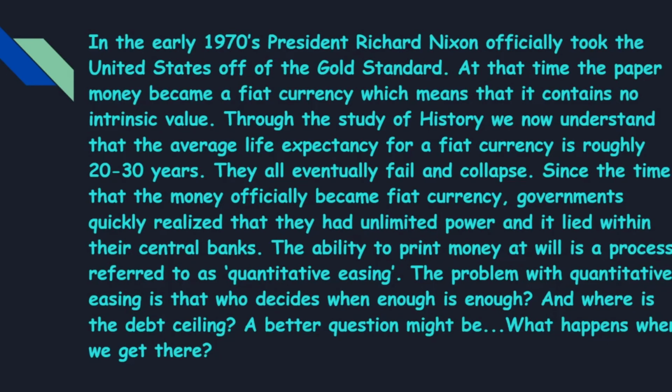Since the time that money has officially become fiat currencies, governments quickly realized that they had limited power and it lied within their central banks. The ability to print money at will is a process referred to as quantitative easing. The problem with quantitative easing is that who decides when is enough enough, and where is the debt ceiling? A better question might be, what happens when we get there?